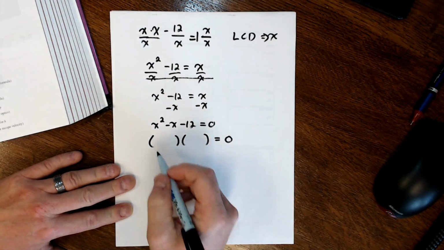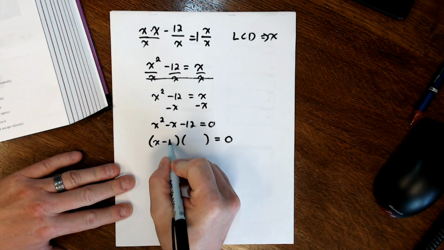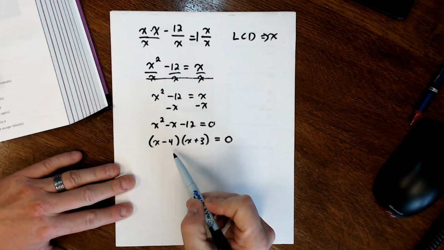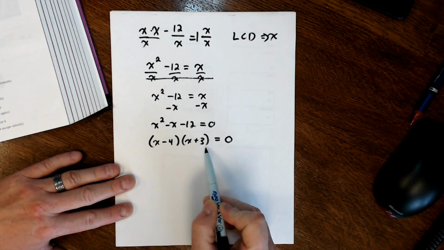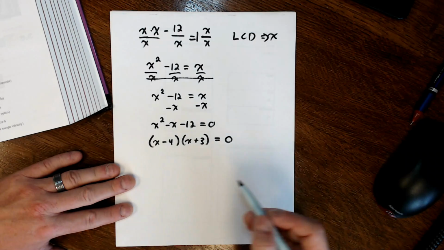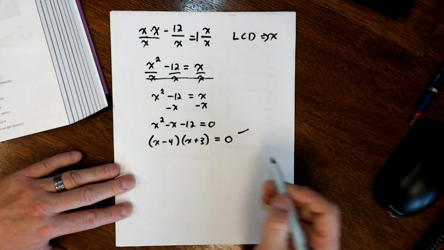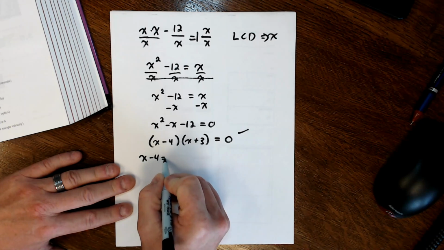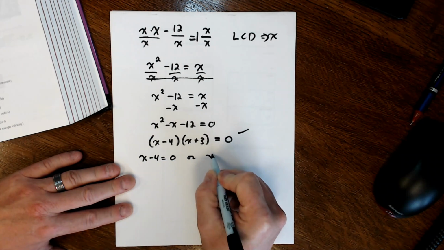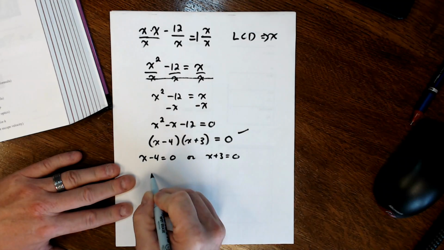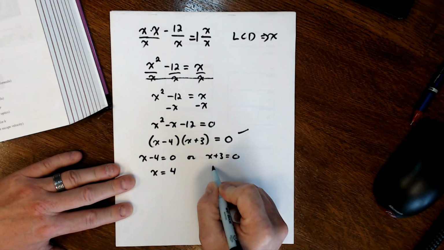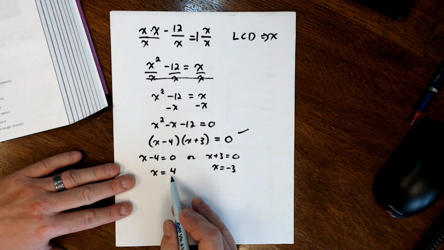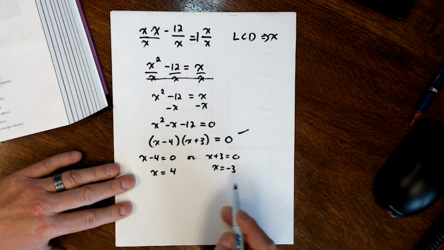Let's see here. I think it's going to be x minus 4 and x plus 3. Checking my inners and outers, I have minus 4 plus 3. That's minus 1. So I think we're good there. So now I can take each one of these parts and solve for 0. Great. So now I have two answers, of 4 and minus 3.